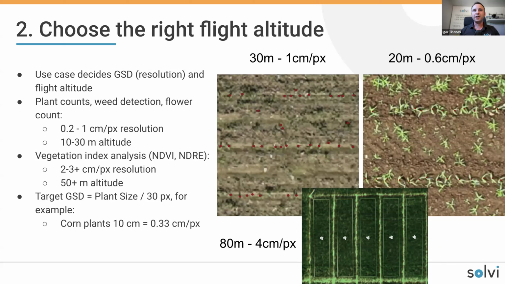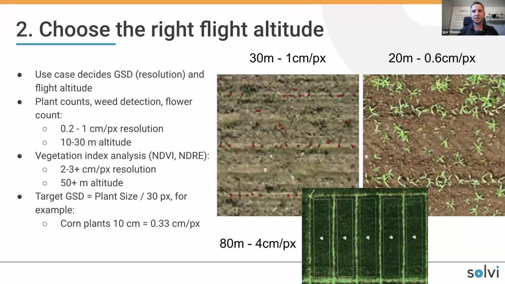So as a rule of thumb, if you are not sure which resolution you should be aiming at, and then which altitude to choose, we have this formula that we have seen works pretty well. To calculate target GSD, ground sampling distance, divide the plant size, so the diameter of the plant, by 30 pixels. And that means that each plant will be represented by 30 pixels in the imagery. That will provide enough level of detail for the algorithms to train and adjust to specific crop.